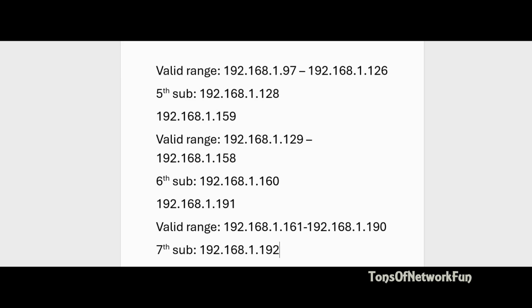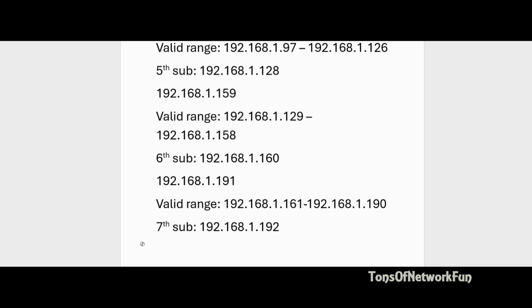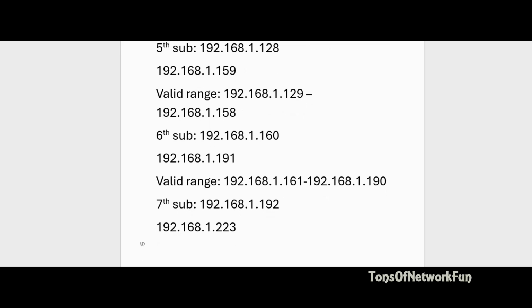Seventh one starts at 192.168.1.192 and then broadcast ID 192.168.1.223, because 192 plus 32 is 224. 224 minus 1 is 223. So broadcast ID. Valid range here is 192.168.1.193 and it goes until 192.168.1.222.